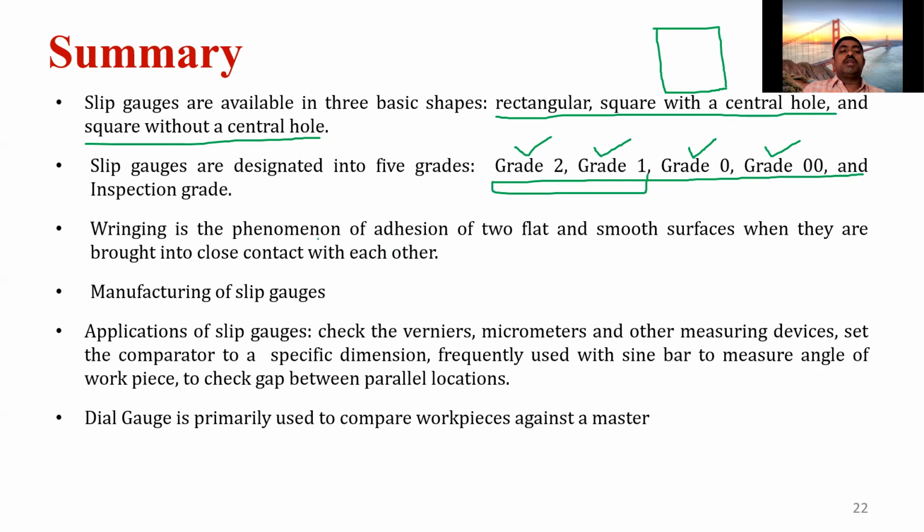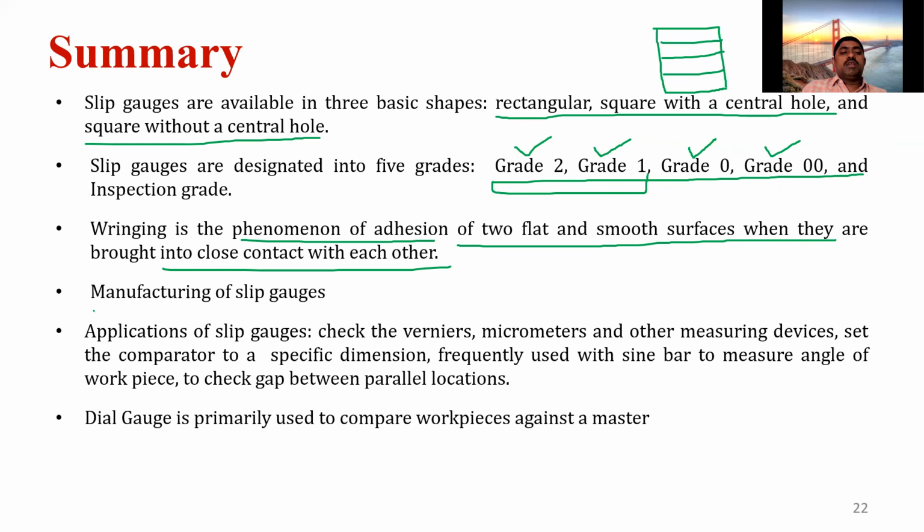And then we discussed the ringing phenomenon. We understood what the ringing phenomenon is, used for piling up a number of slip gauges to get the required height. This is the ringing phenomenon of two flat and smooth surfaces: when they are brought into close contact with each other, due to the adhesion between the two clean surfaces, a molecular attractive force develops that causes the two slip gauges to stick to one another.